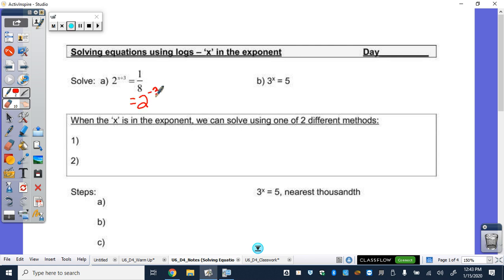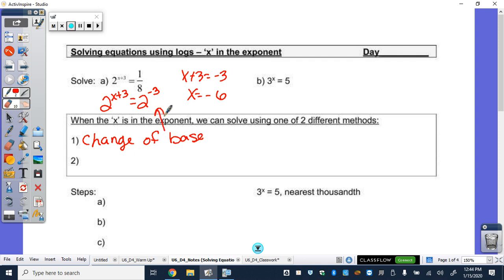2 to the negative 3. Because the negative exponent is what makes it the fraction. 2 to the third power is what gives us the 8. And so then once we had that same base, what would we do? Yes, our exponents were then equal. So we would get x equals negative 6. So this is what we would call our change of base.